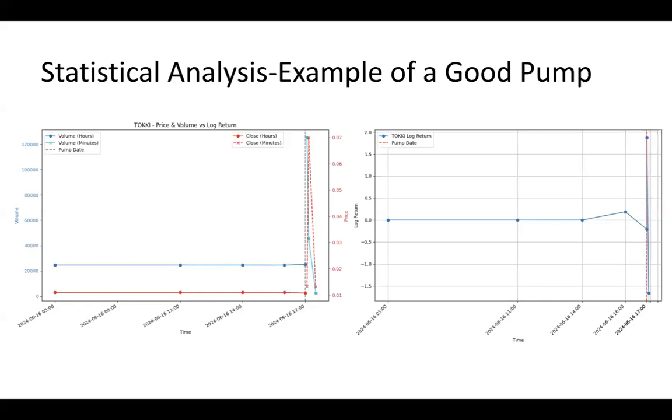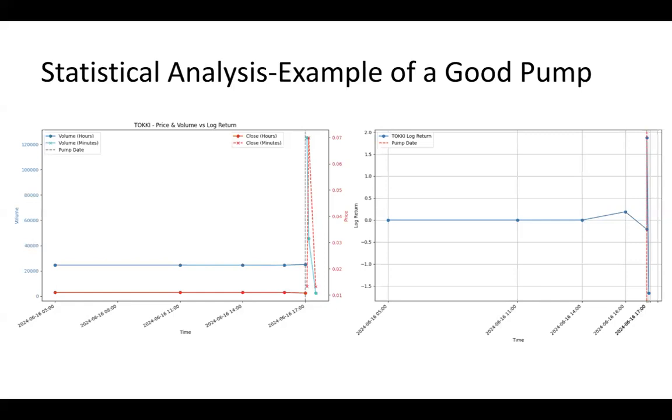The example presented here is a pump activity organized by Crypto Pump Signal on June 16, 2024 at 6 p.m., involving a coin called Toki, which had a market cap of around $5 million at the time. From the charts on the left, we can clearly see that in the 12 hours leading to the pump, both the close price and volume remain almost unchanged.